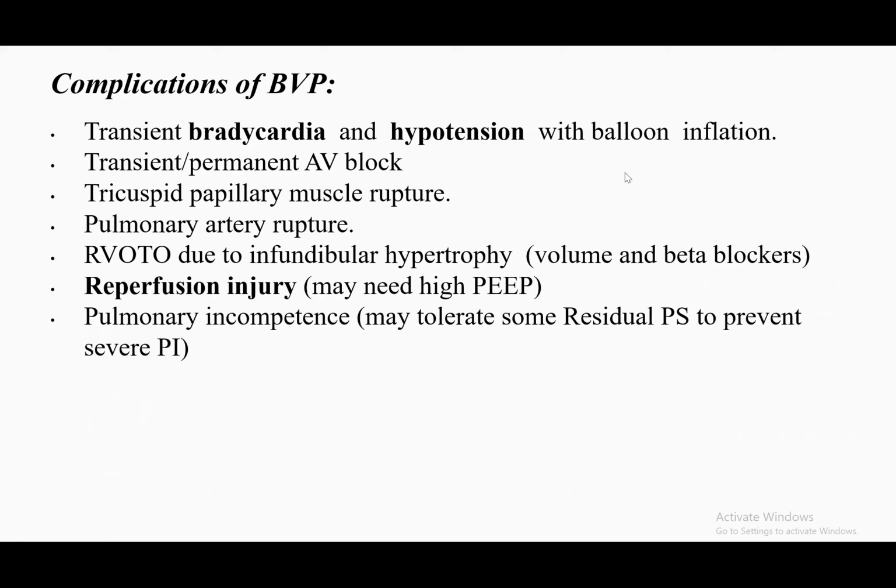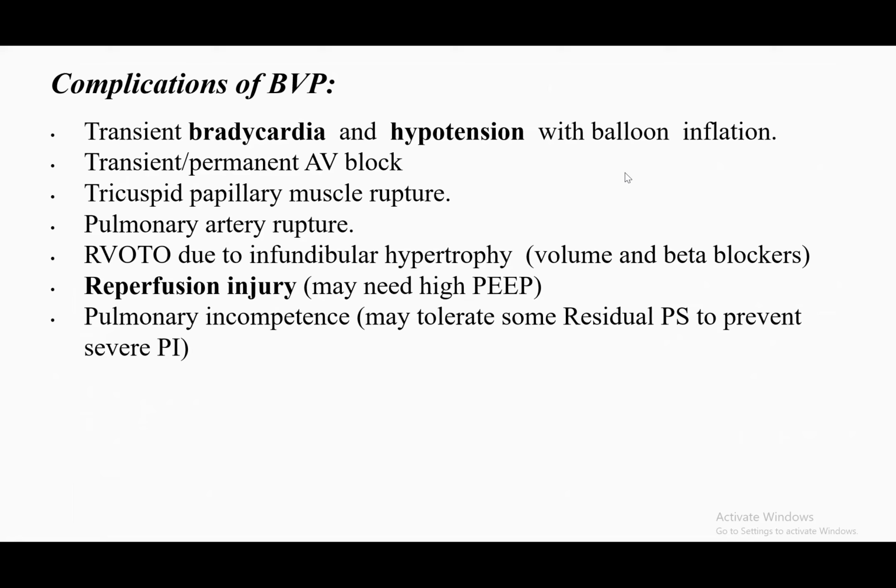But you have to keep in mind that the right ventricle of these patients may be under a lot of strain, and may be ischemic with high demand. So even a few seconds of circulatory arrest may cause severe stunning, or may descend into a complete cardiac arrest requiring CPR. Transient or permanent AV block, tricuspid papillary muscle rupture, which is a surgical emergency because the patient will not tolerate acute severe tricuspid regurgitation.